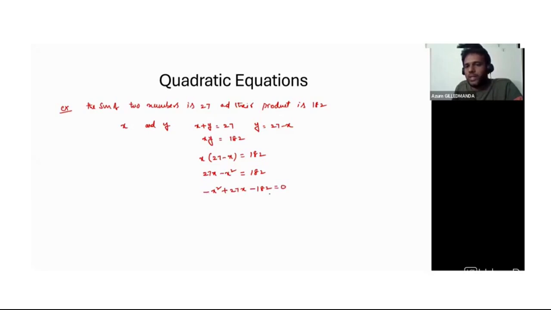So I want to multiply with minus 1 on both sides. That means all the signs will change. X square minus 27x plus 182 is 0. Now this is in the form of a quadratic equation, right? Ax square plus bx plus c equal to 0.